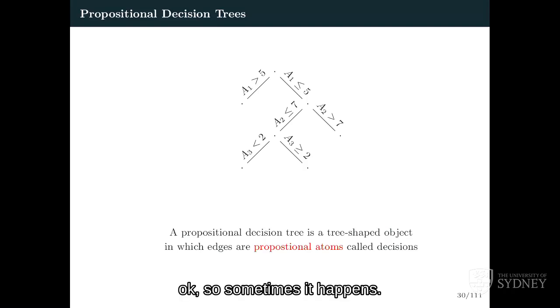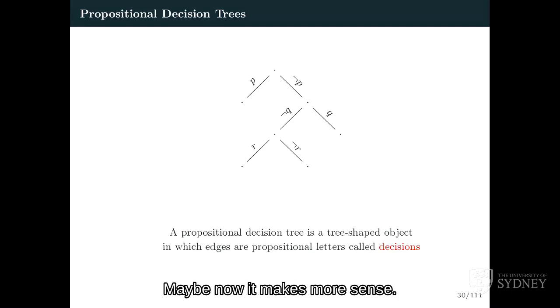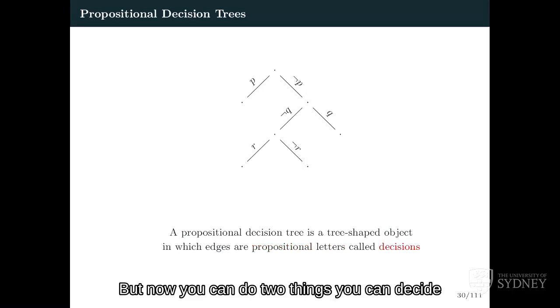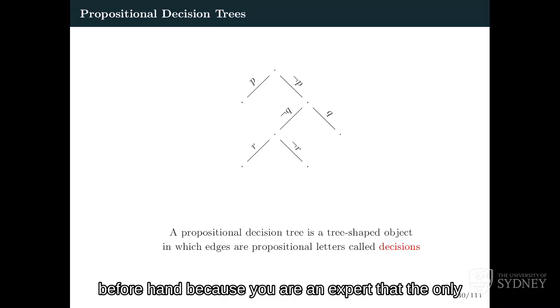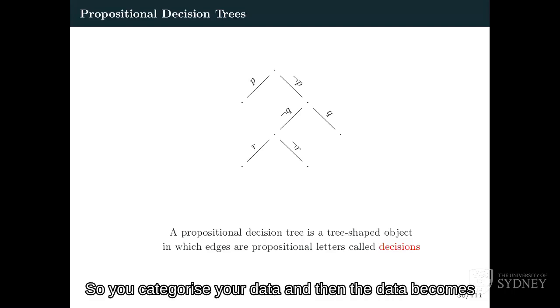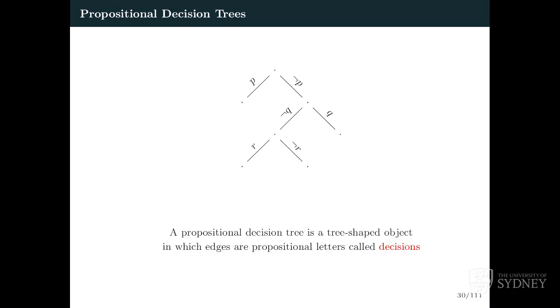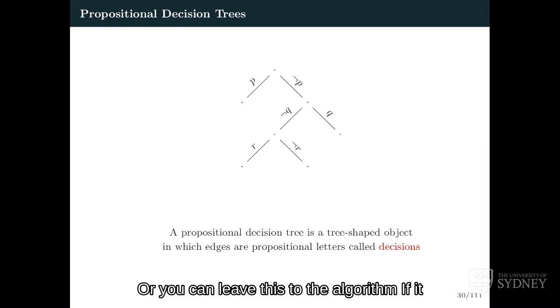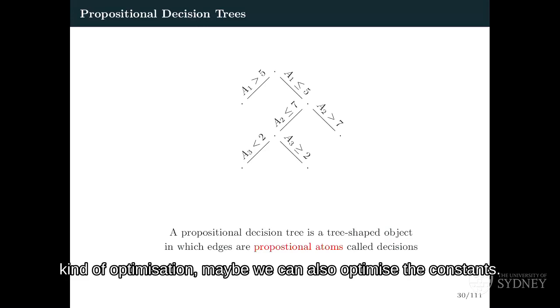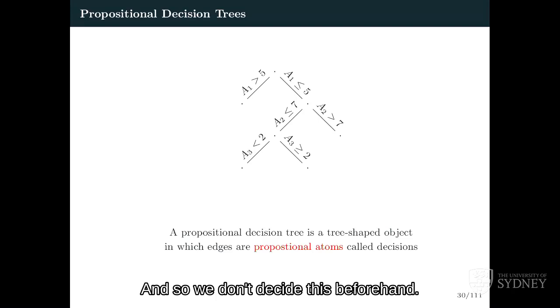Okay. So sometimes it happens, I said that before, maybe now it makes more sense. Is your data numeric? Yes. Do you want to learn this kind of knowledge? Of course, there is no other way, but now you can do 2 things. You can decide beforehand, because you are an expert, that the only thing that counts for A1 is if it is less than 5 or greater than 5. So you categorize your data, and then the data becomes propositional. So your tree will have this form. Or you can leave this to the algorithm if it has some kind of optimization, and it must have some kind of optimization. Maybe we can also optimize the constants. So we don't decide this beforehand, and we learn the constants along the way, and we learn which attribute we want to use at each decision.